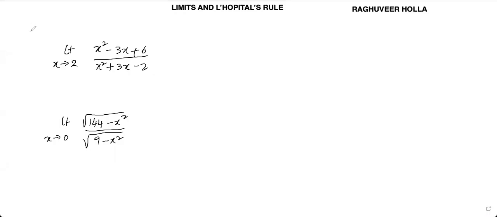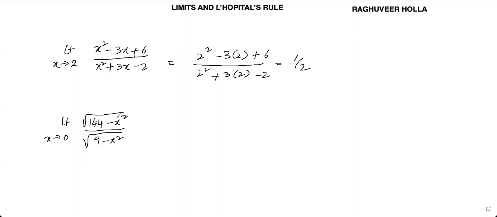Now let us solve this problem. Note that here, when you substitute x as 2, it can be solved, so we need not use L'Hopital's rule. Substituting, this is 2 square minus 3 into 2 plus 6, divided by 2 square plus 3 into 2 minus 2, which is equal to 4 by 8, and it is 1 by 2.